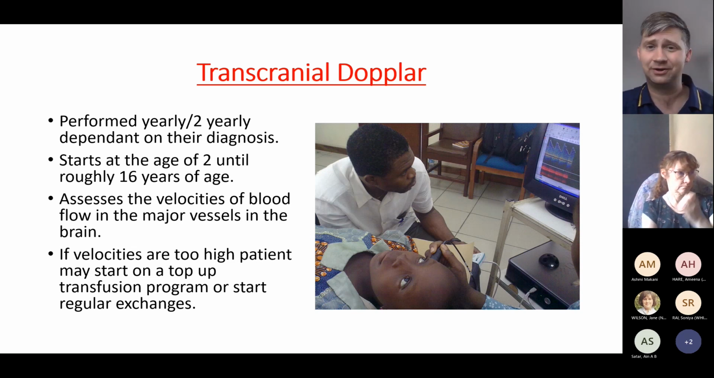Again, I've talked previously about the issues surrounding that. However, it's been proven to work and help reduce the amount of strokes that happen. Hydroxycarbamide as well, which is one of our disease-modifying therapies, has been shown to help reduce the risk of stroke, but again, not without its difficulties and side effects. Yeah, so I talked about that. We might also start on red cell exchanges regularly.